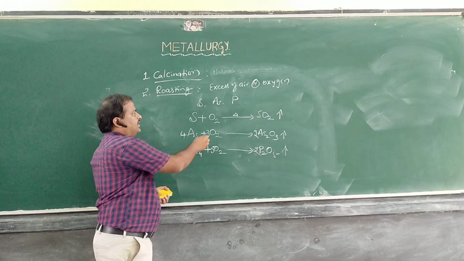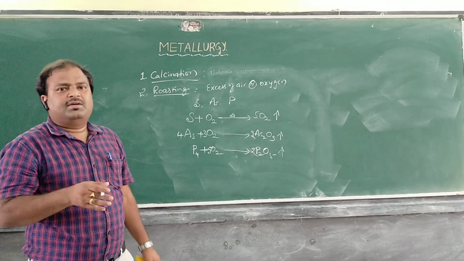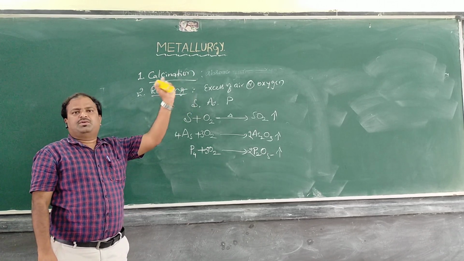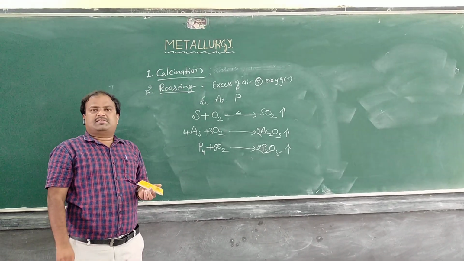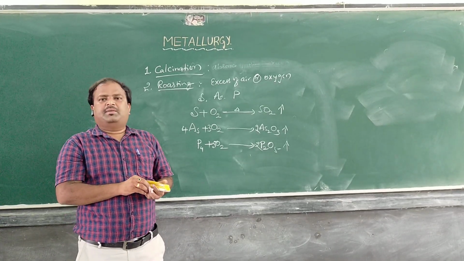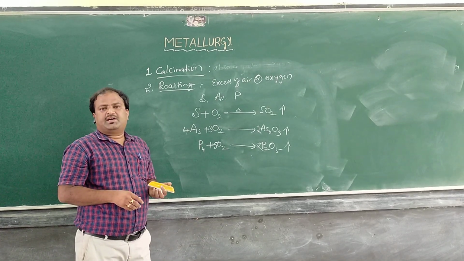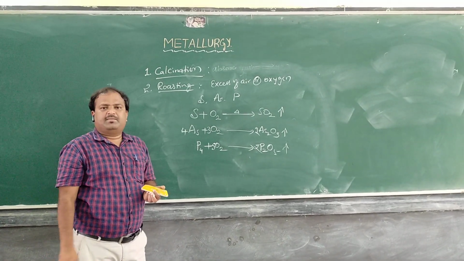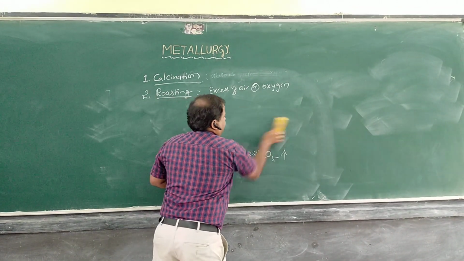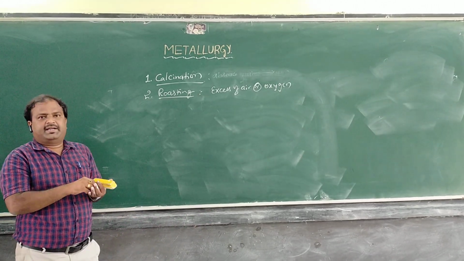So in presence of oxygen, and in roasting it is applicable for sulfide ores. It is applicable or used for sulfide ores. In this, sulfur dioxide is produced along with the metal oxide, and this process is generally carried out in a reverberatory furnace or blast furnace. So here sulfide ores are oxidized to give metal oxide.